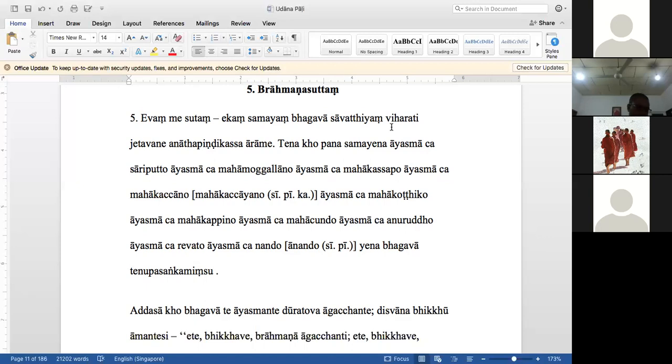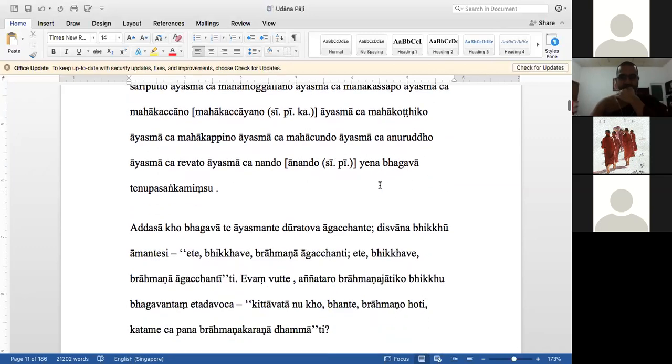At that time, the Venerable Sariputta, Venerable Mahamoggallana, Venerable Mahakaccayana, Venerable Mahakappina, Venerable Mahacunda, Venerable Anuruddha, Venerable Revata, and Venerable Nanda approached the Blessed One. Addasa kho Bhagava te ayasmante durato va agacchante. The Blessed One saw those venerables coming from afar. Disvana bhikkhu amantesi. Having seen, he addressed the bhikkhus.